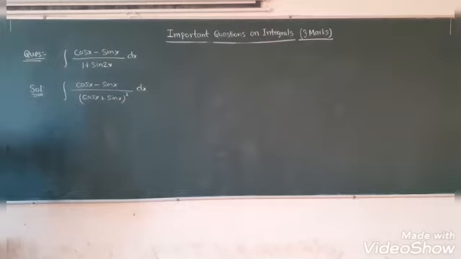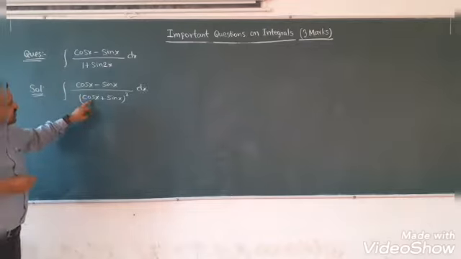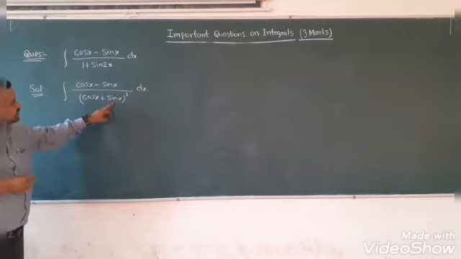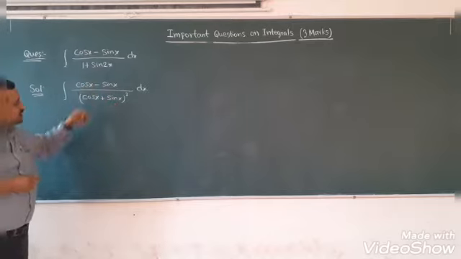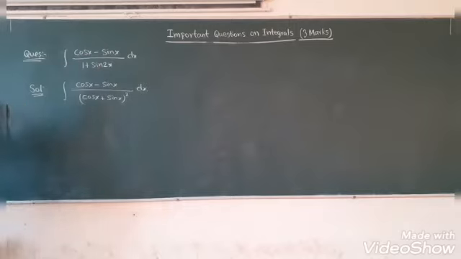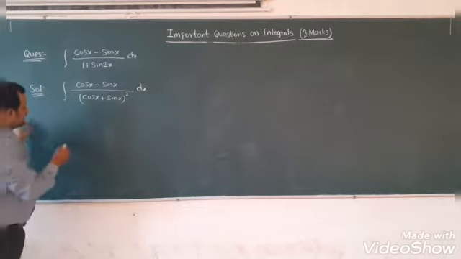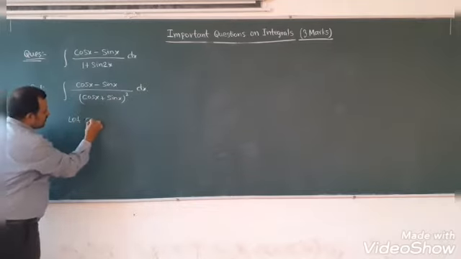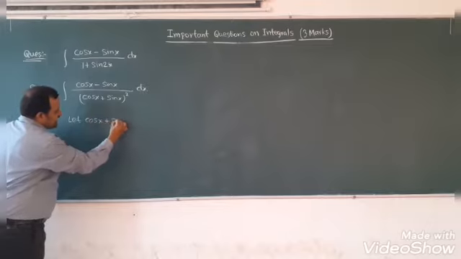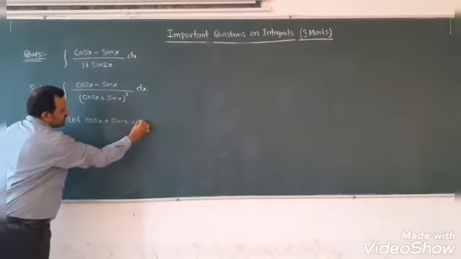Can we write or not? Now see here, cos square x plus sin square x is 1, and 2 sin x cos x is nothing but sin 2x. Now how to solve this: assume this to be t. So here I can say let cos x plus sin x equal to t.